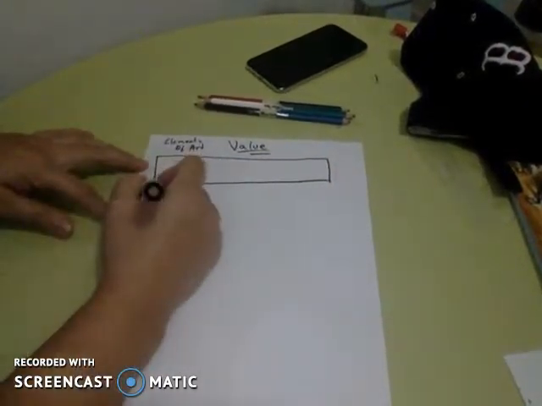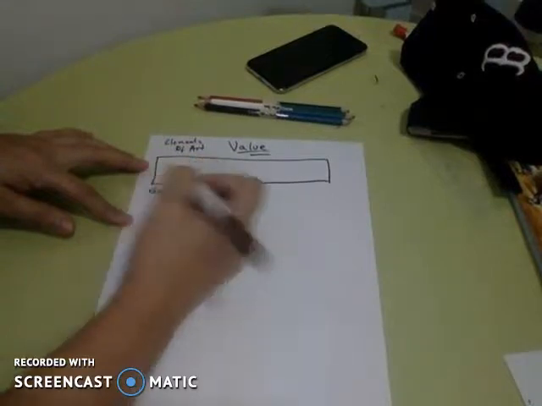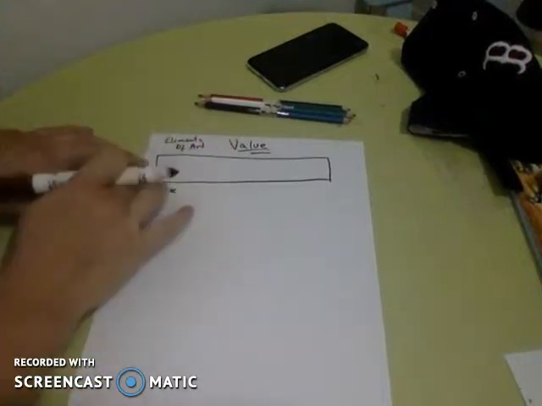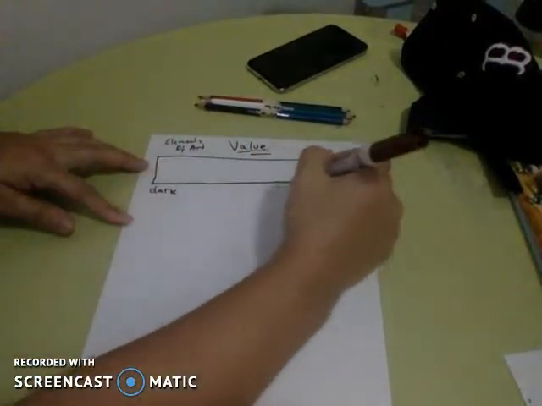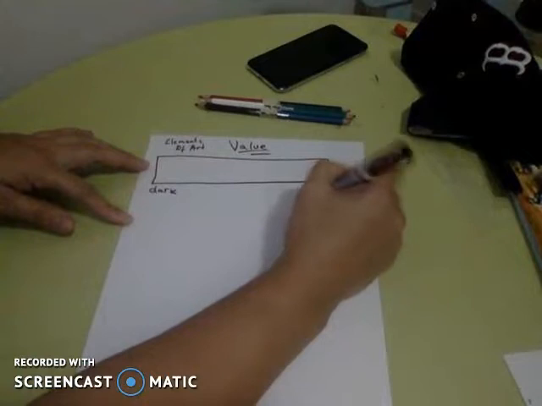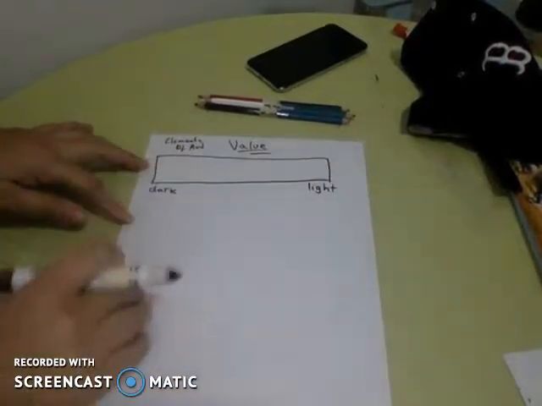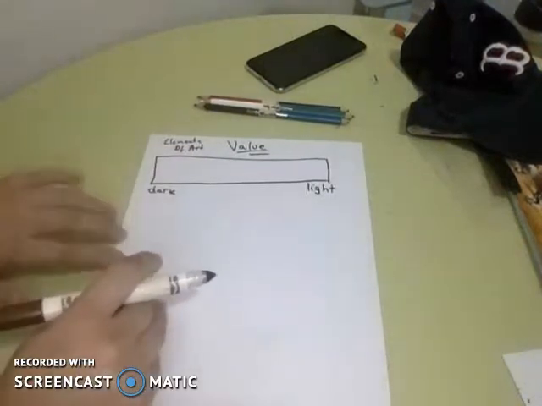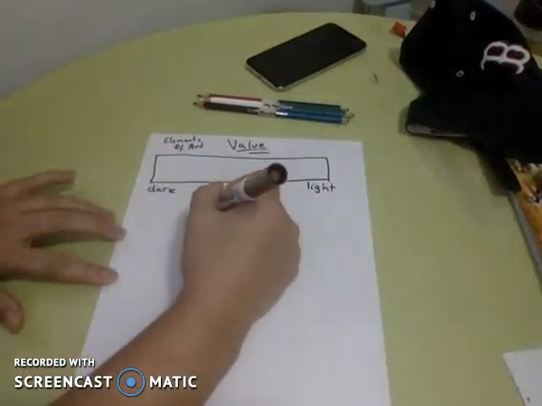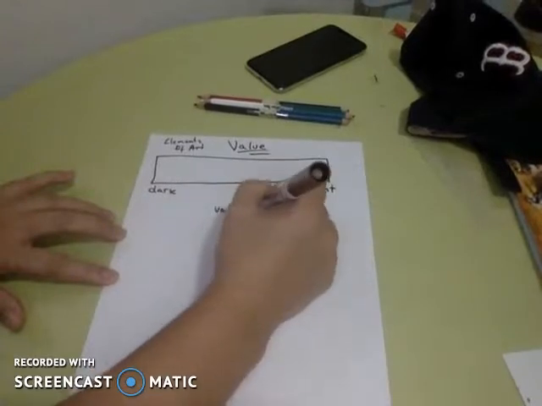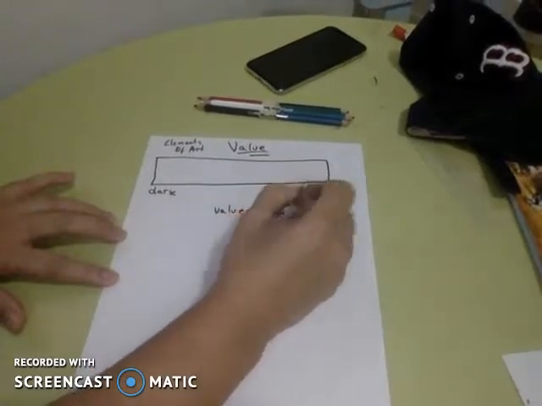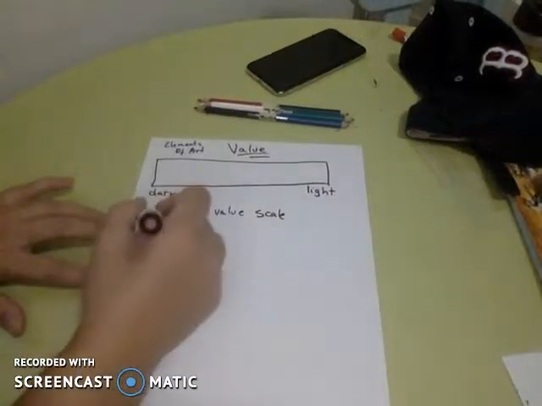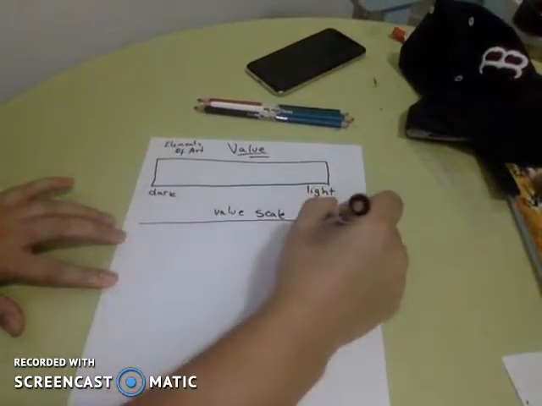And here, I'm going to write dark. Because here, I want to do the color from dark to light. Because what is value? It's a color going from dark to lightness, right? And then I'm going to do a value scale. I'm going to write value scale. I hope you can see it there. Yes. And I'm going to do a long rectangle as well.